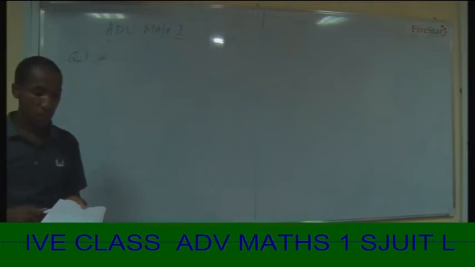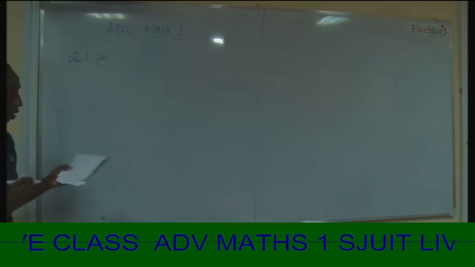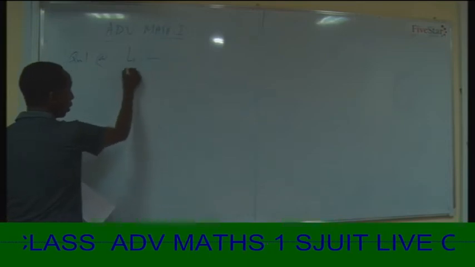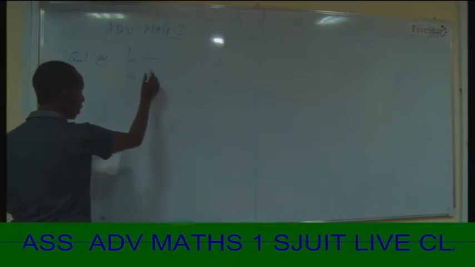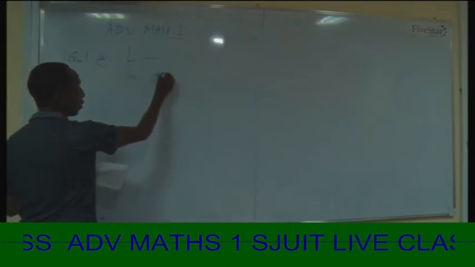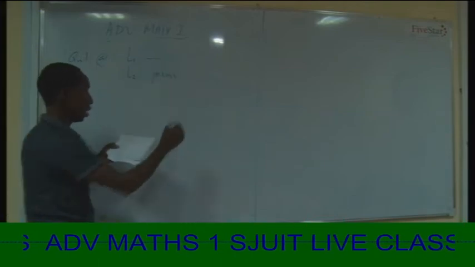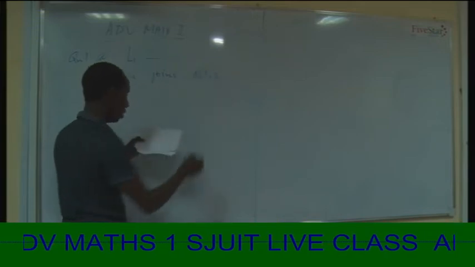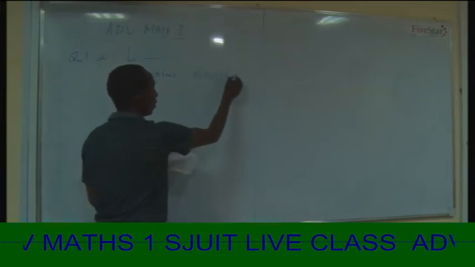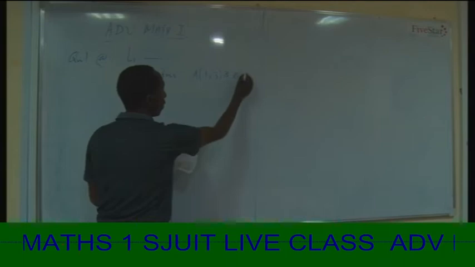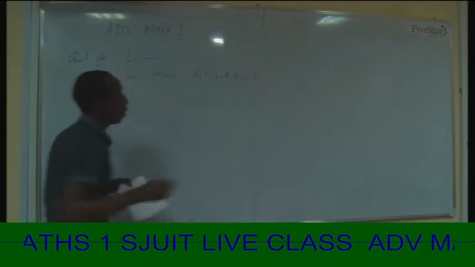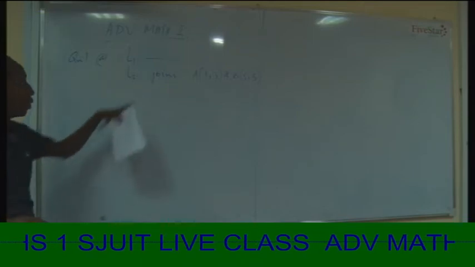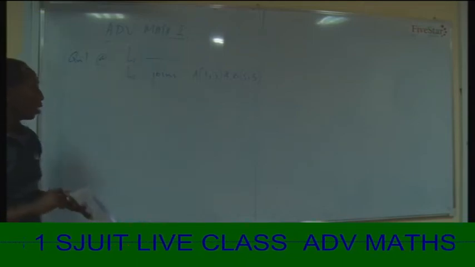The first part of the question, which is part A, says find the equation of a line which is the perpendicular bisector of a line joining the given points. We need to find the equation of a line 1 which is the perpendicular bisector of line 2, which joins the point A with coordinates 1, 3 and the point B with coordinates 5, 5.